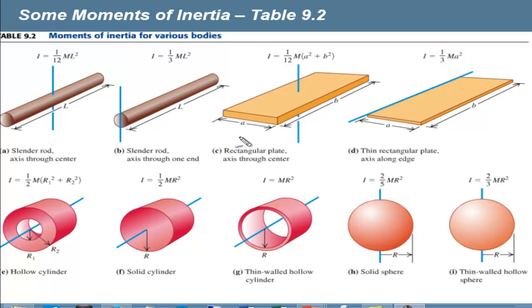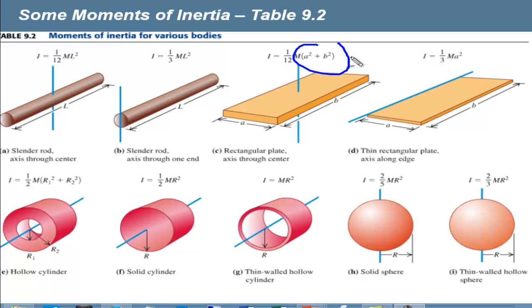Same thing, we can look at this plate here, rectangular plate. The axis is through the center. Well, the way the weight is distributed depends both on A and B. And actually, you can see that maybe this is based off of Pythagorean theorem a little bit here, how the mass is distributed. And we see that the moment of inertia is 1/12 mass times A squared plus B squared.